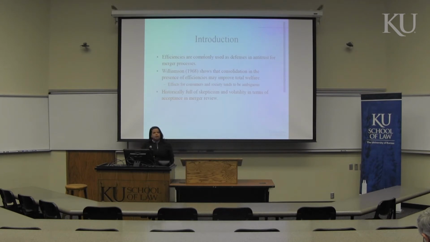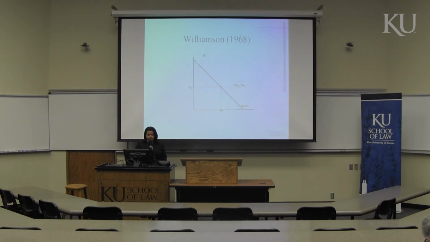Williamson in 1968 shows that it is possible that consolidation in the presence of efficiencies may improve total welfare. And the key thing here is total welfare, right? The effects for consumers themselves and the effect for society tends to be ambiguous. Everything is going to depend on magnitude, everything is going to depend on pass-through and things like that. But historically, even though this dates back to 1968, there has been skepticism and volatility in terms of acceptance in merger review.